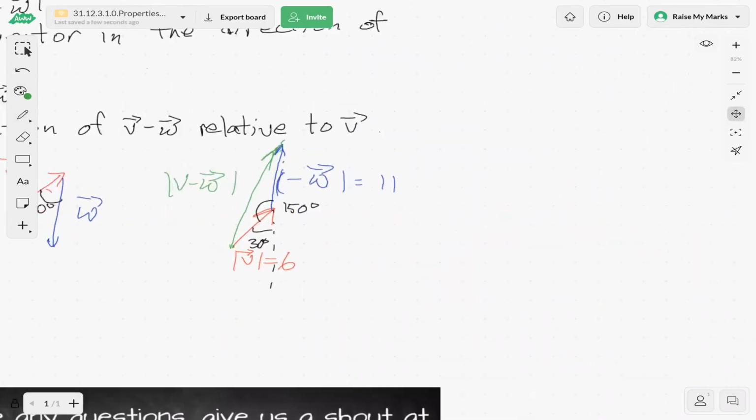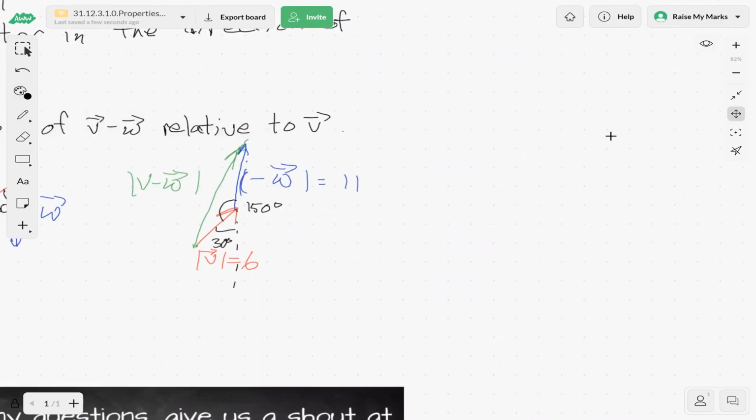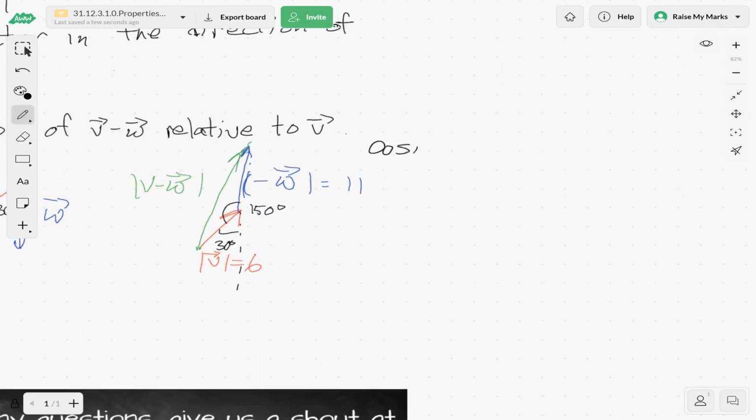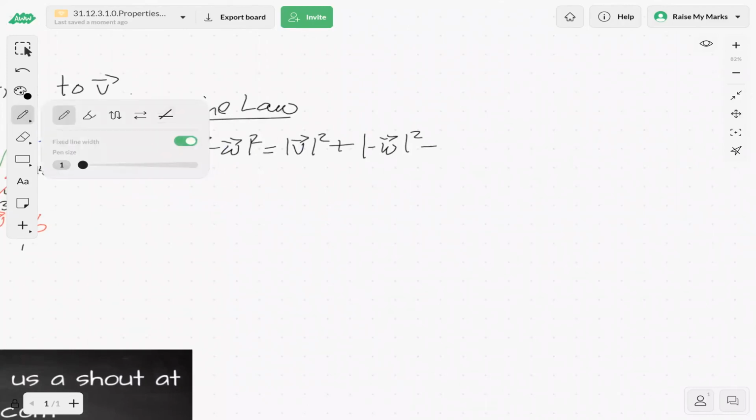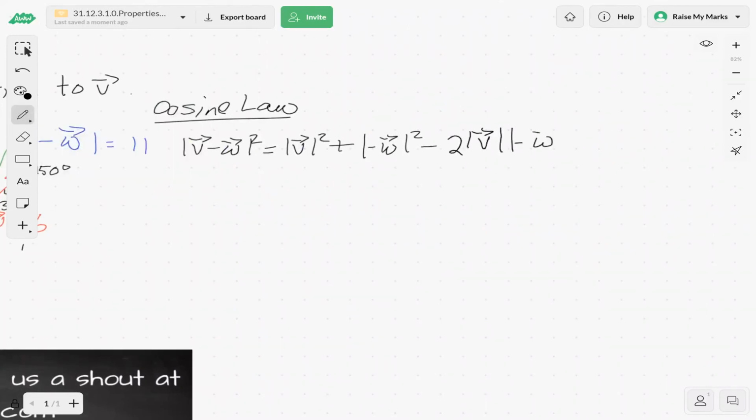So let's move over to the right. Doesn't look like we have a lot of space, and use the cosine law. All right, let's write it out. Magnitude of v minus w squared equals magnitude of v squared plus magnitude of negative w squared minus 2 times magnitude of v times magnitude of negative w times the cosine of our internal angle contained by v and negative w, which is 150 degrees. So let's start plugging things in. Magnitude of v is 6. Magnitude of negative w is 11. Okay, and cosine of 150.